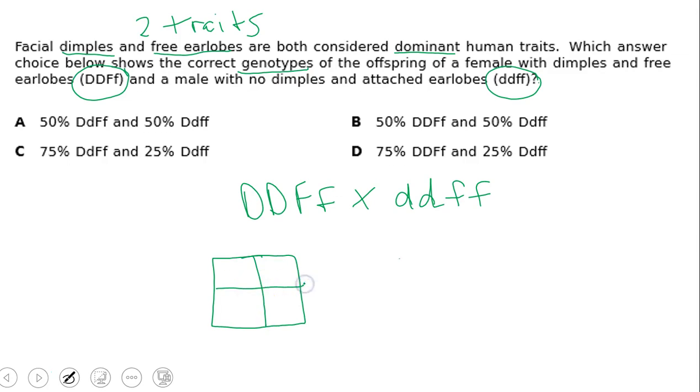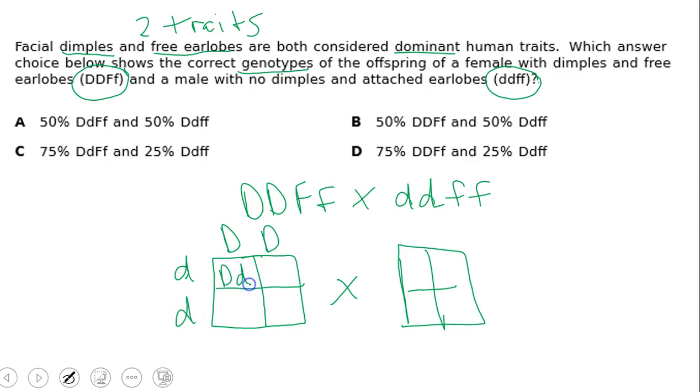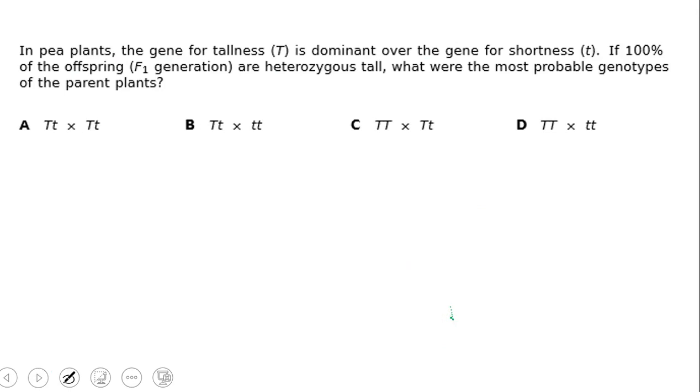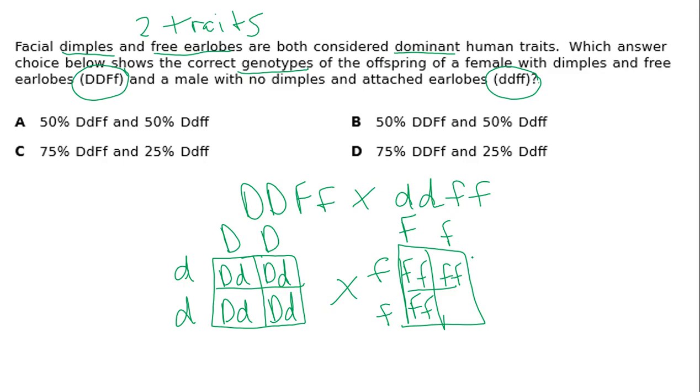And we're going to separate our D's and our F's. So we have big D from this parent, and we have little d from the other parent. So that's going to give us 100% heterozygous. And then here we have one parent that's heterozygous and one parent that's homozygous recessive. So we do that cross and we end up with 50% heterozygous and 50% homozygous recessive.